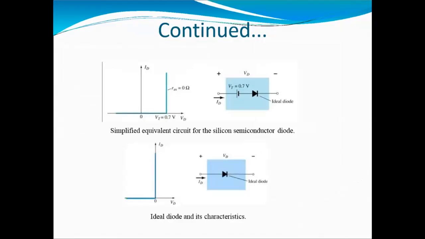Next, the ideal diode and its characteristics. 0.7 volts is the cutting voltage of a silicon diode. Whenever the voltage reaches 0.7 volts, the current will automatically start flowing. Up to 0.7 volts, the current is 0.